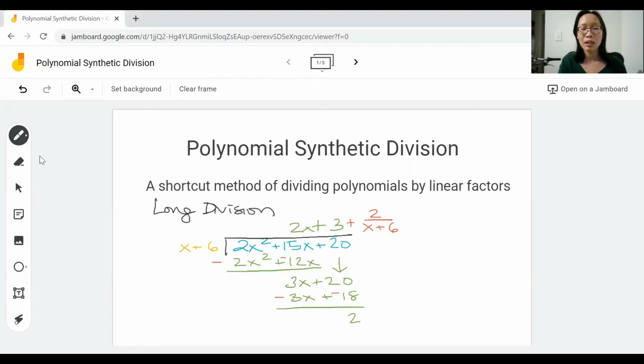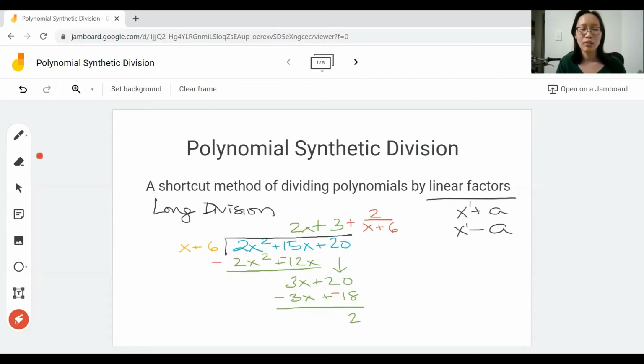And what I mean by linear factors is that your divisor has to be x plus something or x minus something. Your highest exponent of your x's has to be 1. If it's anything greater than 1, you cannot do synthetic division. You have to do long division.